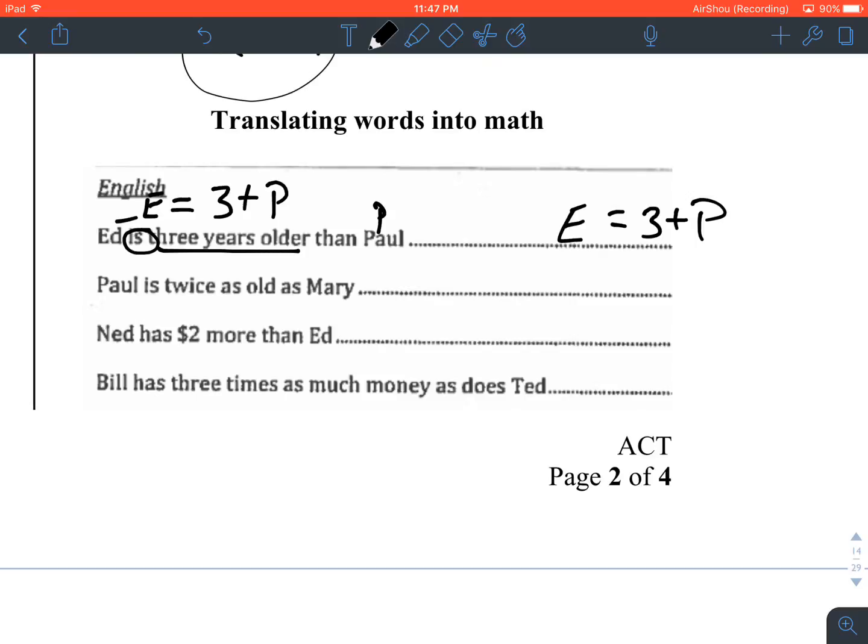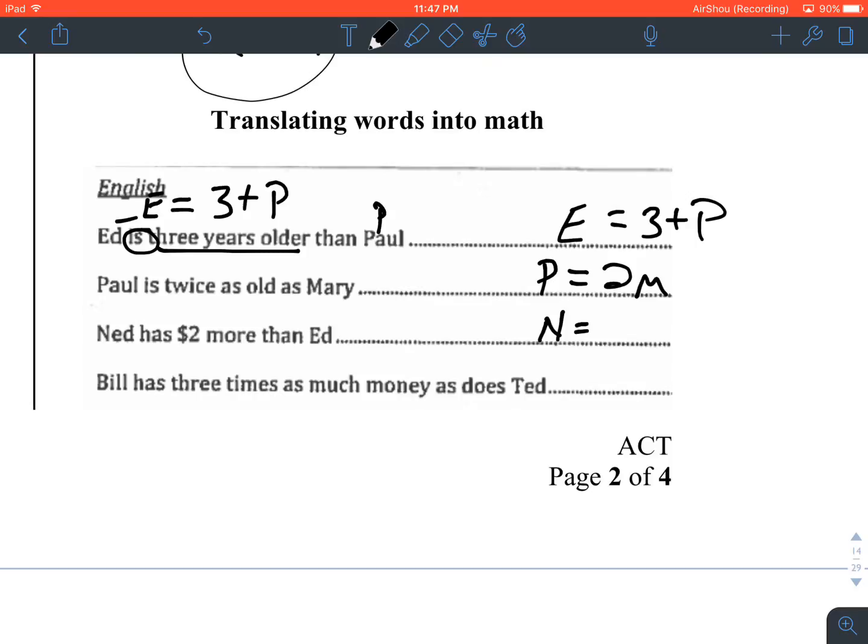Paul is twice as old as Mary. Ned has and is are the same thing essentially, different parts of speech. Different tense, I should say. Same parts of speech, different tense, I believe. I haven't had an English class in a long time.